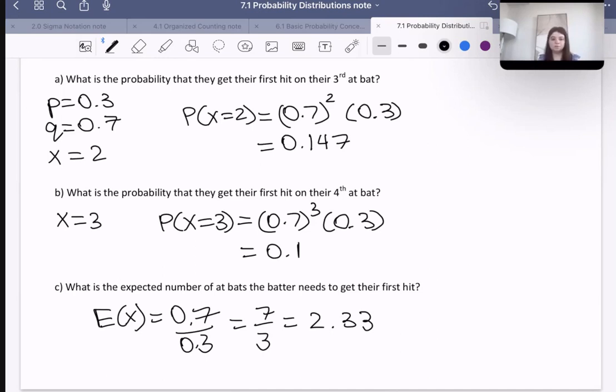And so x being 2 is a bit closer than x being 3 to the expected value, and that's why this probability is higher than this probability, right? Because our expected value of what we're going to end up with, which is going to give us our highest probability of all, is closer to 2.